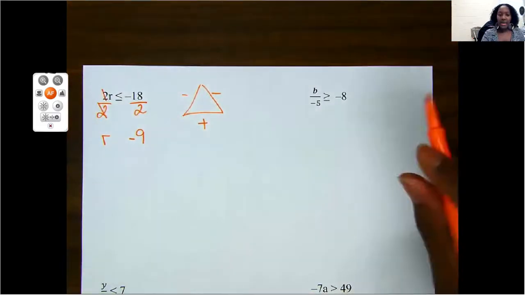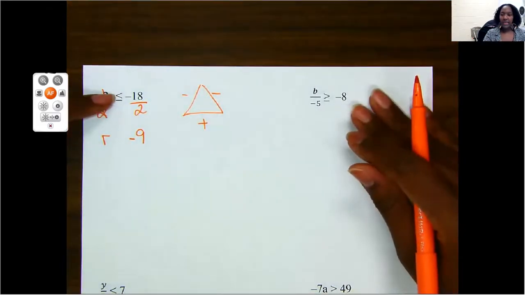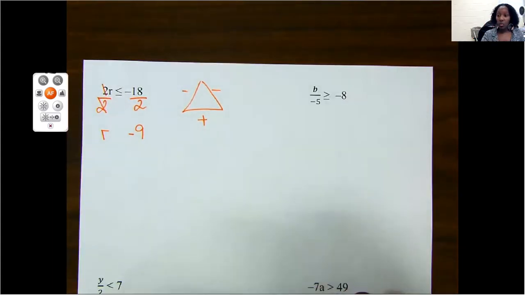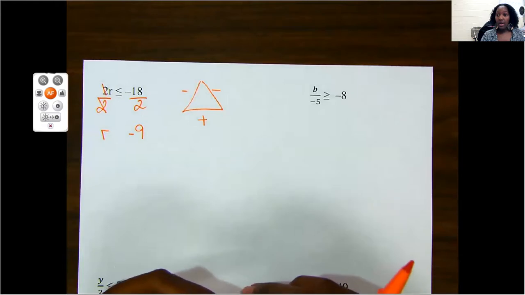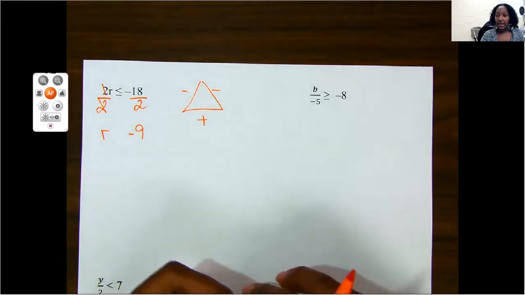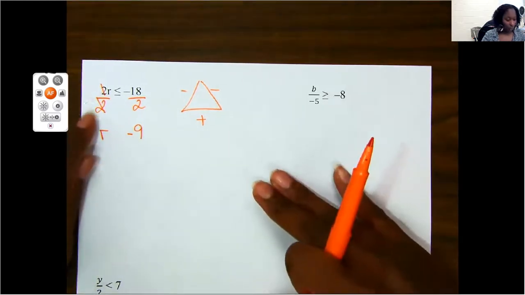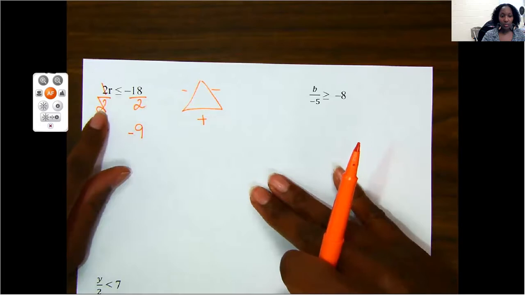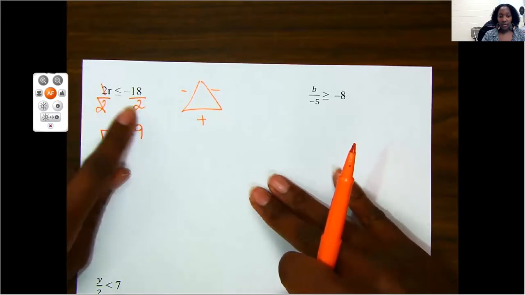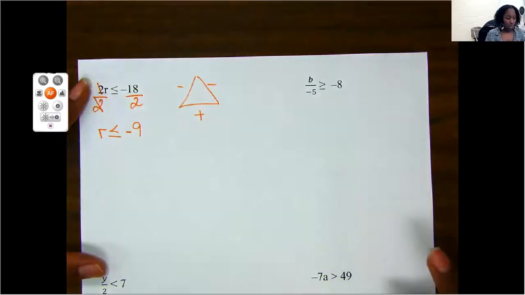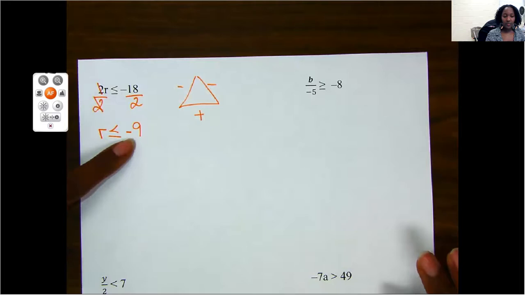Now, to go back to my inequality symbol, I need to see: do I leave it alone or am I supposed to flip it? Remember that special rule: if we multiply or divide both sides by a negative number, then we need to flip the inequality to keep it true. Well, let's take a look. What did we do to both sides? We divided both sides by a 2, a positive 2. So because it was positive, I don't need to do anything to the inequality. I'm just going to bring it down. So r is less than or equal to negative 9.